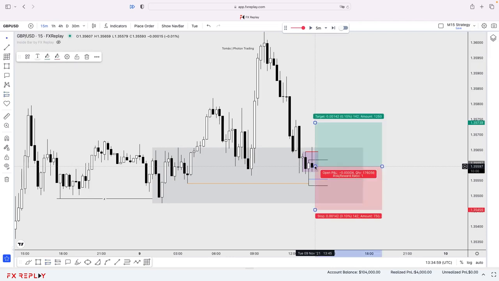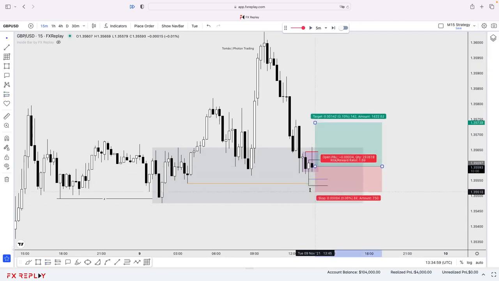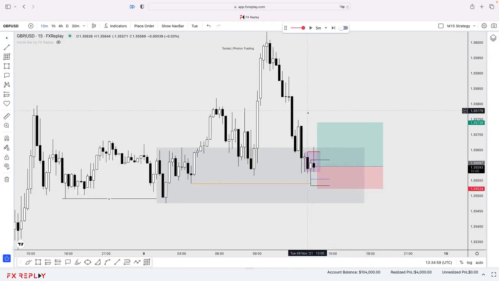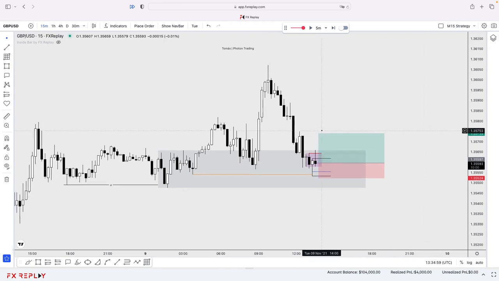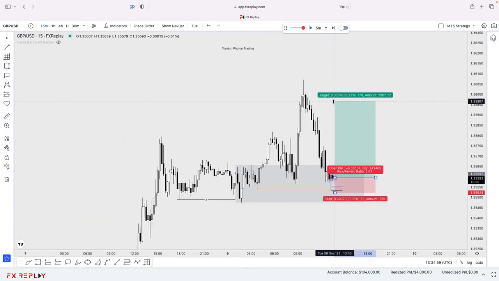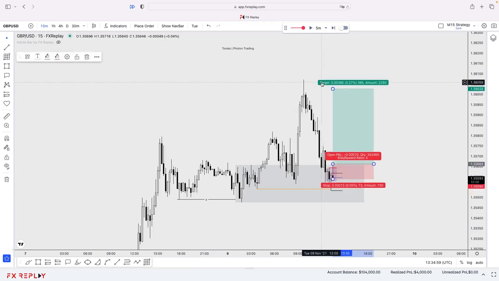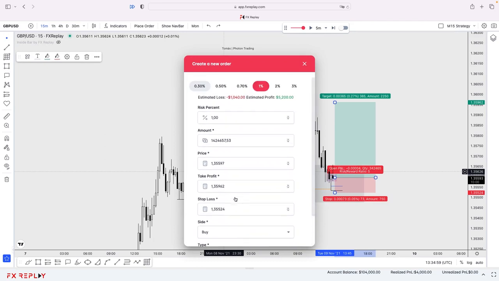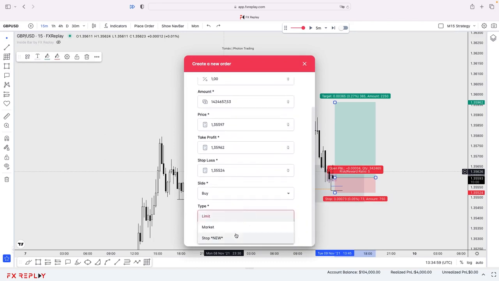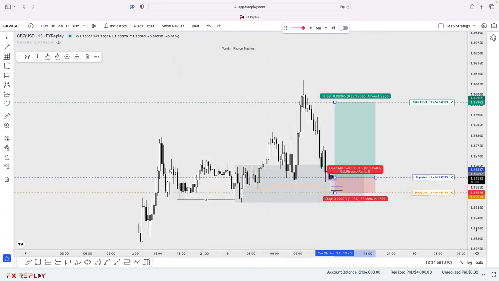I'll just put a stop order here. The reason I put a stop order is because I want to get involved at the correct level, okay? Because this can be the difference between a break even or a win, etc. So for the sake of this specific example, I will make a stop order.